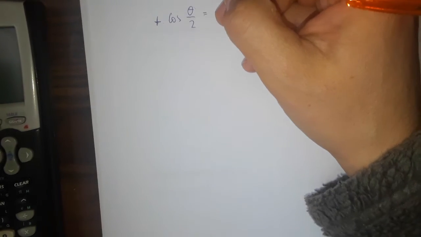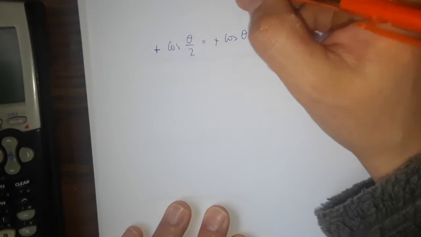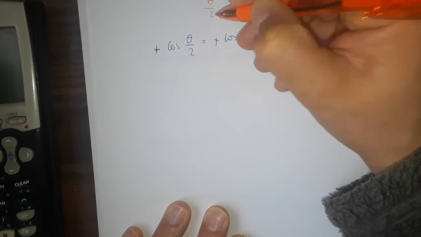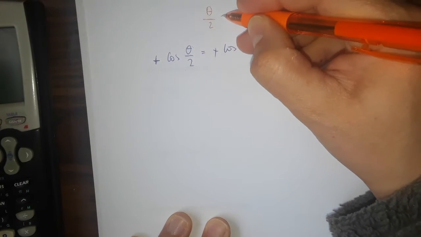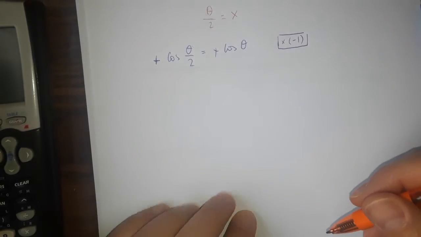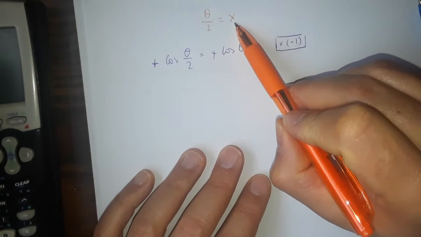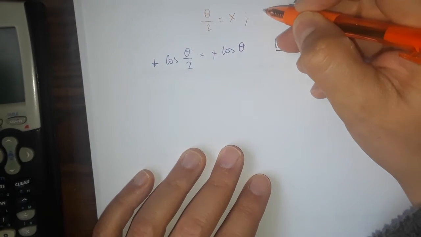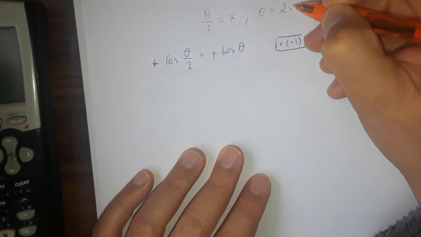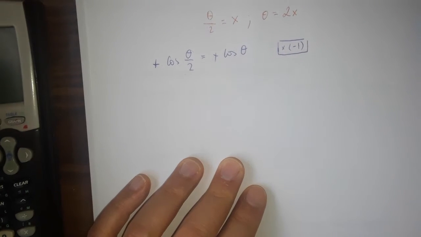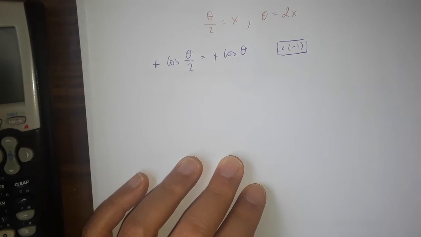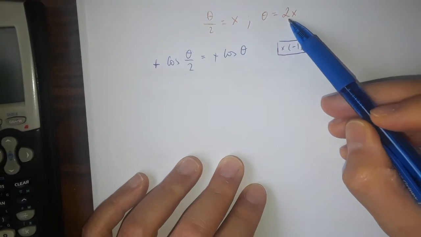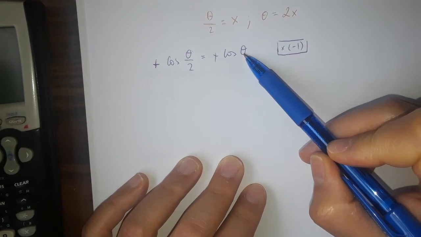Let's define theta over 2. Let's define this as x, okay? If we define theta over 2 equal x, you will agree that if I just throw this 2 that way, this can also be written theta equals 2x, okay? Correct? Now, I'm gonna substitute, instead of writing theta over 2, I'm gonna substitute this by x and this by 2x.